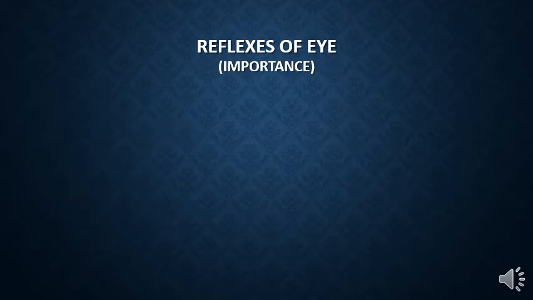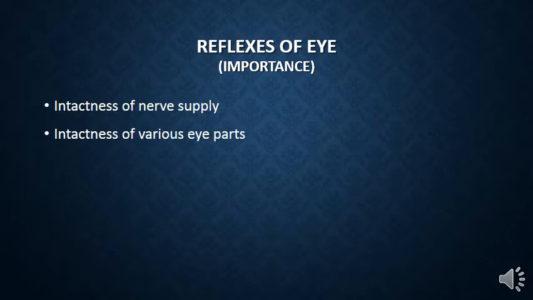Question arises, what is the importance of these reflexes of eye? Now, whenever we examine a patient for these reflexes, they indirectly tell us about the intactness of nerve supply to an eye, intactness of various eye paths, and these reflexes have got a protective role as well.